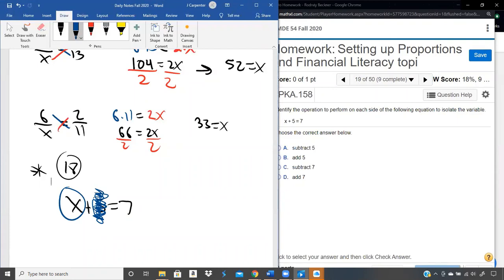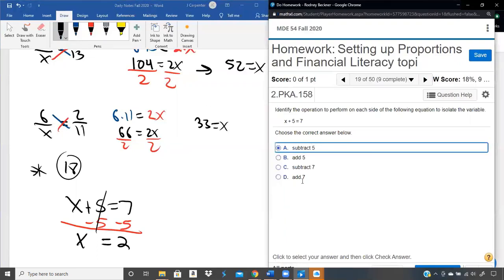But the rules of equations say to move things from side to side means you have to do opposite operations. So because this 5 is being added to the variable, that means what we have to do is subtract 5. And then the other idea is that whatever you do to one side, you do to the other, which would end up giving us x is equal to, the 5 minus 5 cancel, 7 minus 5 is 2. That would be our solution.